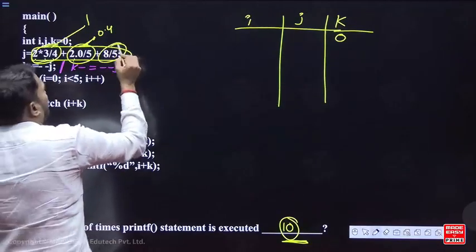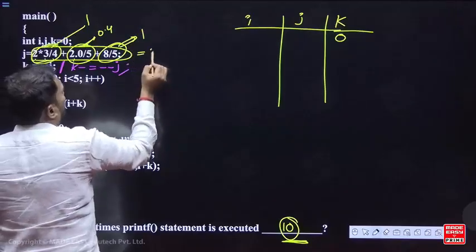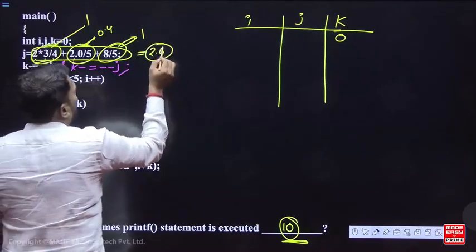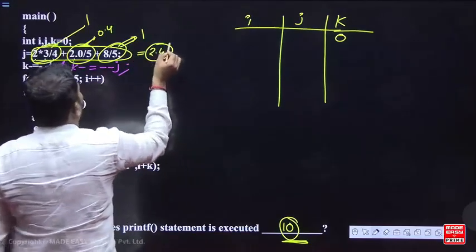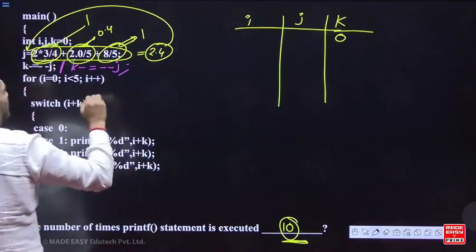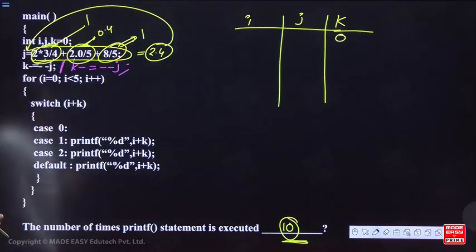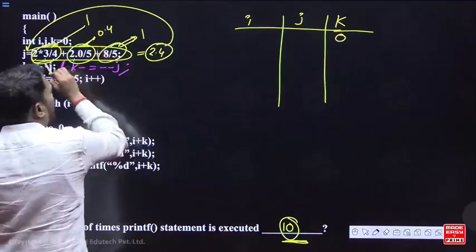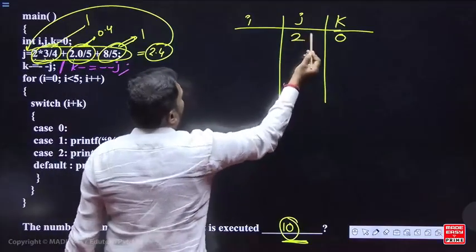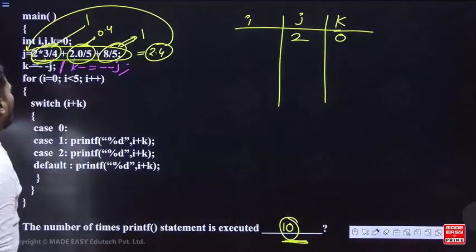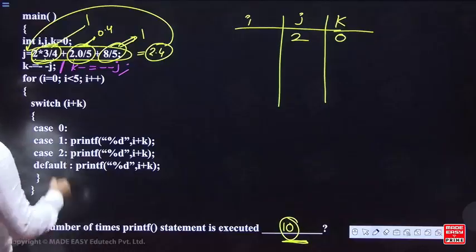And what is the value of this? 8 divided by 5, that is 1. So the total value is 2.4. So 2.4 is assigned to what? 2.4 is assigned to j here. When 2.4 is assigned to j, because j is an integer, j will take which value? 2 here, right?